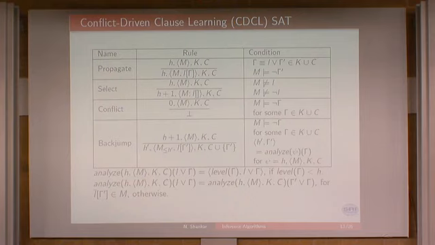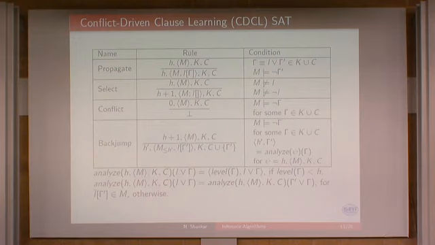It's a simple 4-part state in which you keep learning new conflict clauses. The K stays the same; it never changes. The M can grow and shrink. As you make guesses and get implied literals, it grows. As you back jump, it shrinks.